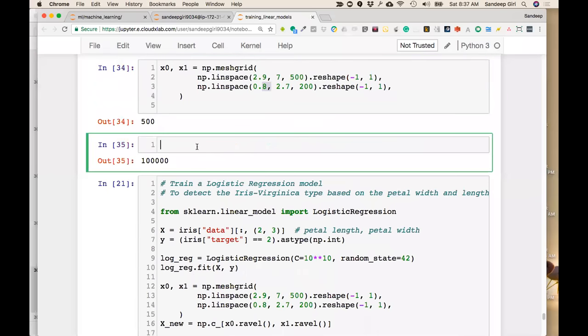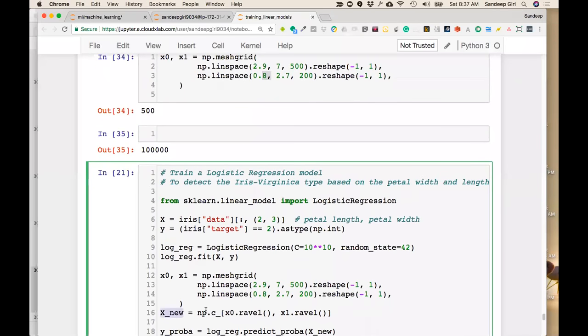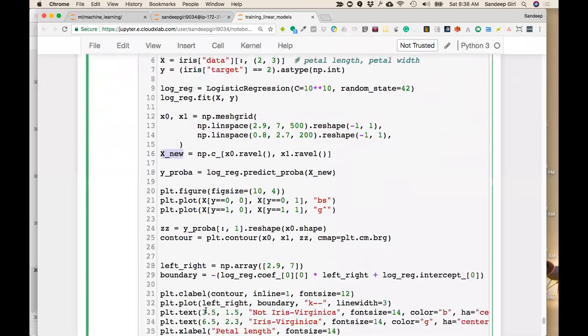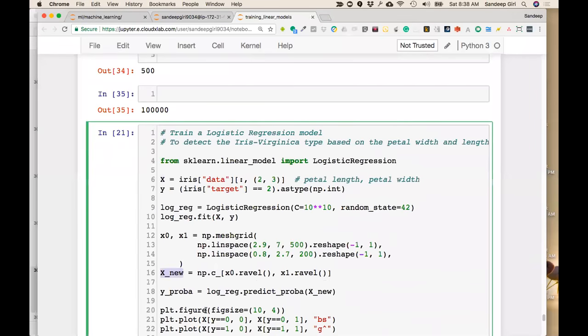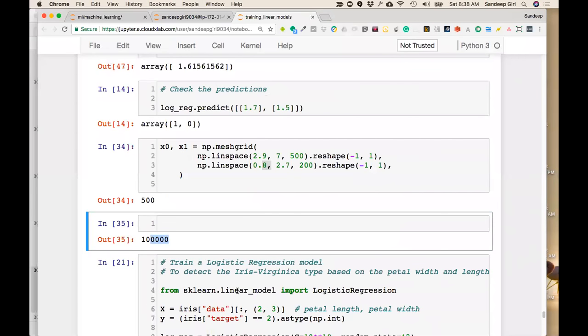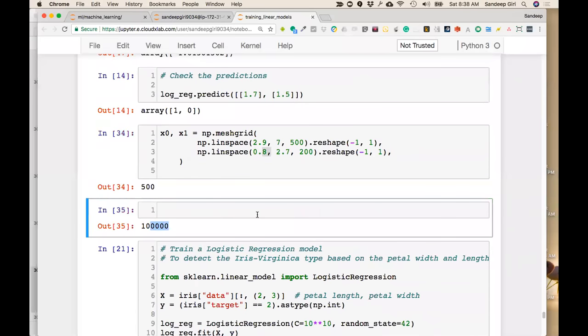And you can see that the resultant x_new has 100,000 records, which is 500 into 200. I hope that makes sense to you. It's basically a cross join.